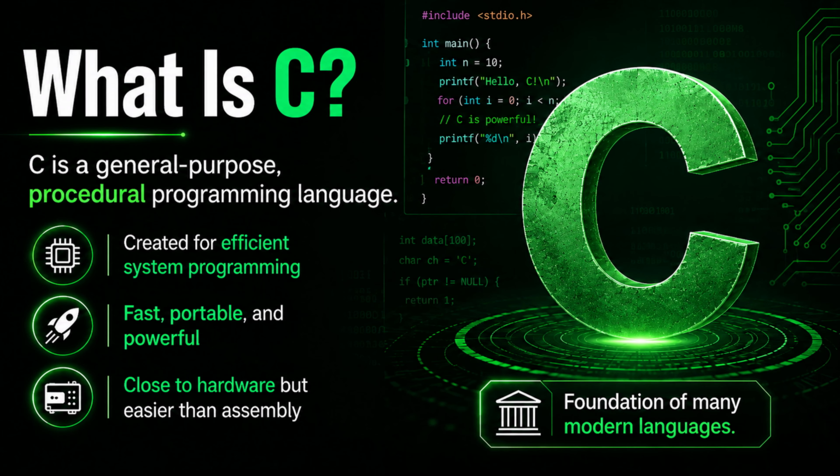C is often called a middle-level language because it connects high-level programming ideas with low-level hardware control. With C, you can work with memory, processors, files, and system resources directly. This is why C became so powerful. It is simple, fast, portable, and close to the machine. Even today, C is used in operating systems, embedded systems, microcontrollers, and performance-critical software. So C is not just an old programming language. It is one of the foundations of modern computing.